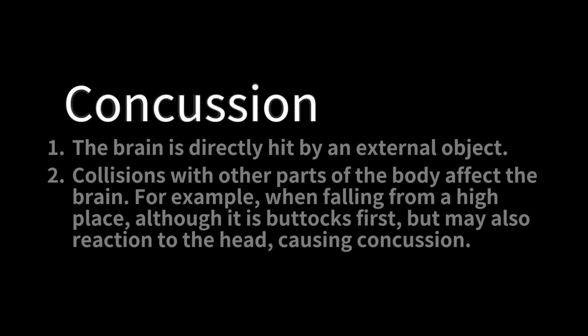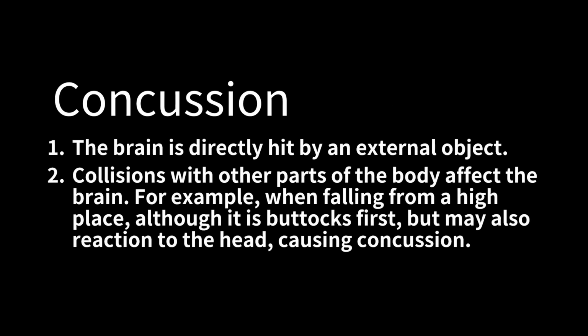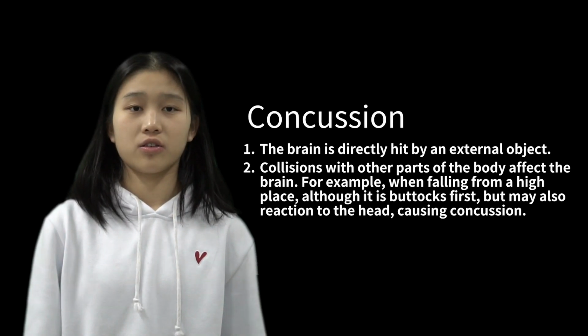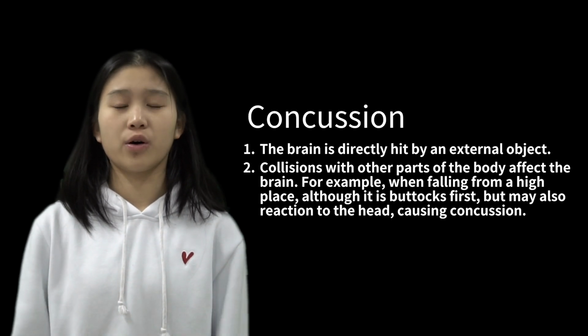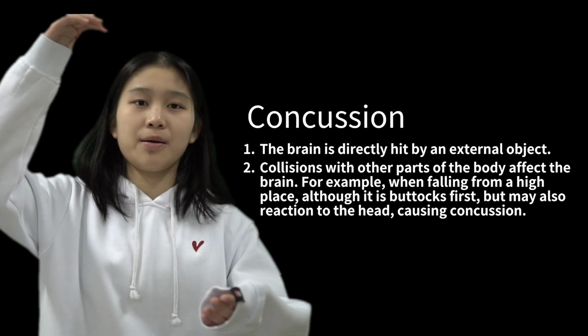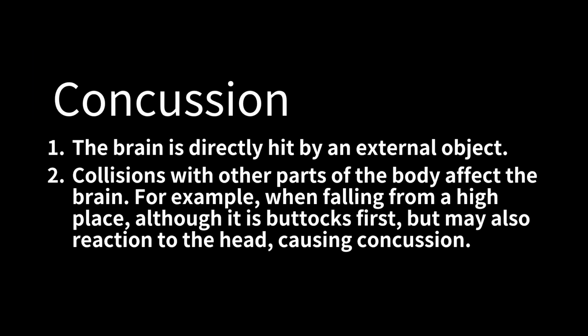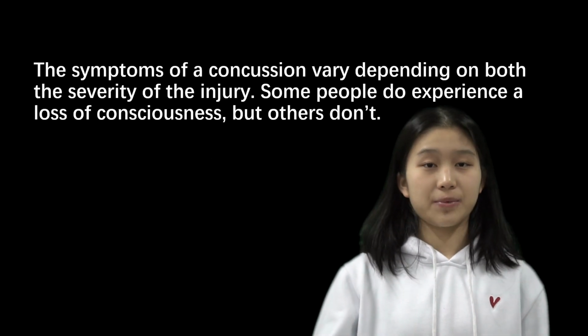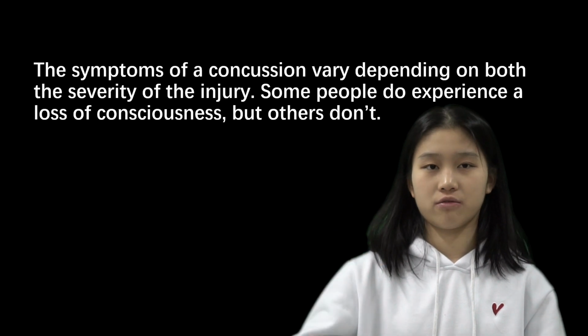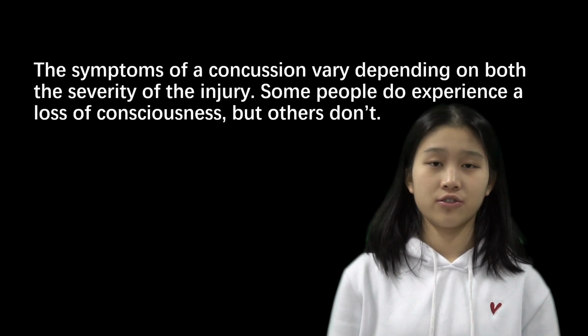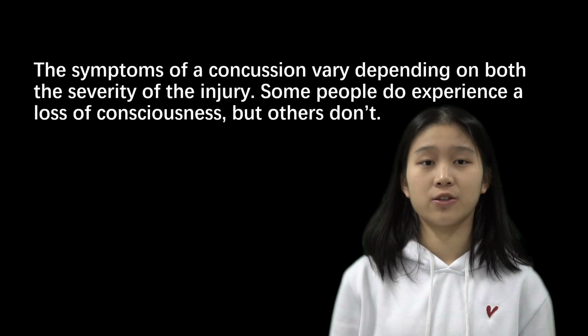There are several reasons for a concussion. The first is the brain is directly hit by an external object. The second is collisions with other parts of the body that affect the brain. For example, when falling from a high place, although you land on the buttocks first, the impact may also travel to the head and cause a concussion. The symptoms of concussion vary depending on the level of injury. Some people may lose consciousness, but some people may not.